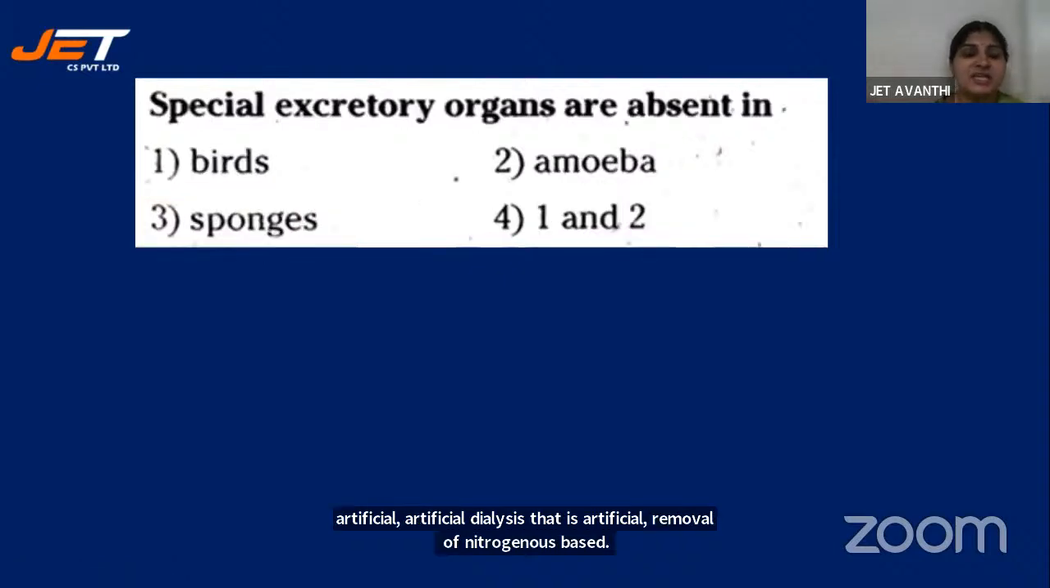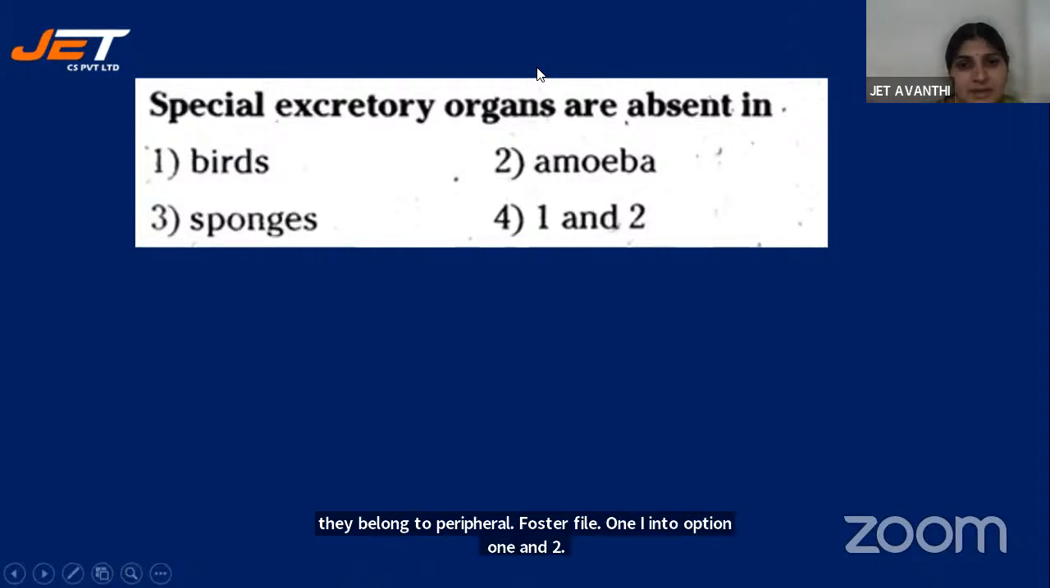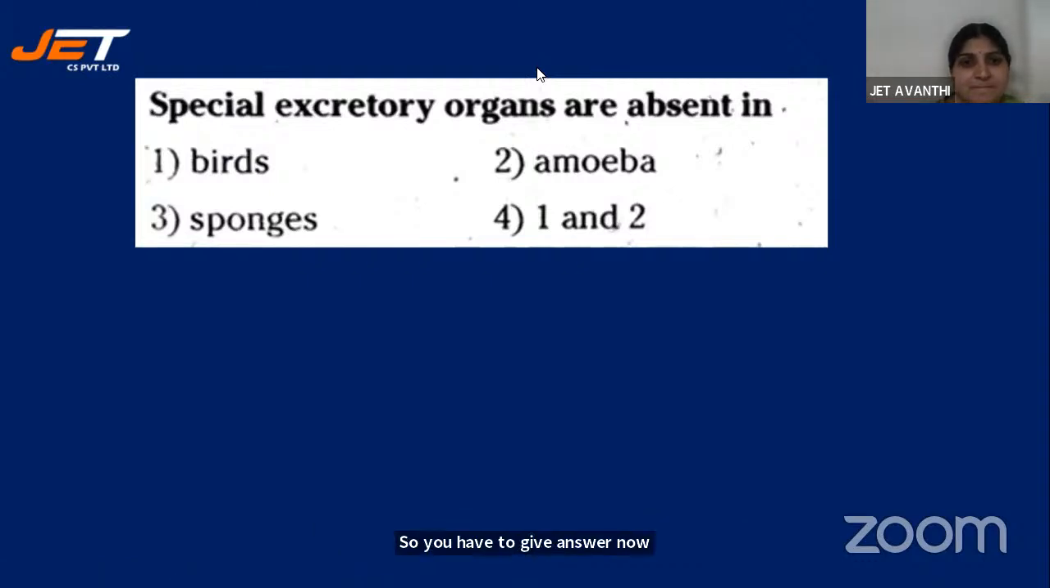Then special excretory organs are absent in. Among these, which does not have special excretory organs? Birds, amoeba, sponges, 1 and 2. Birds are highly evolved. Amoeba is a primitive organism which is unicellular. Sponges belong to Porifera, the first phylum. Option 1 and 2. So you have to give the answer now. Yes. Birds do not have excretory organs. Then how do they excrete uric acid?